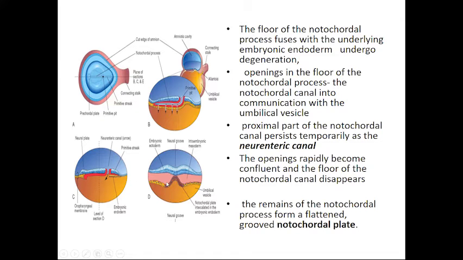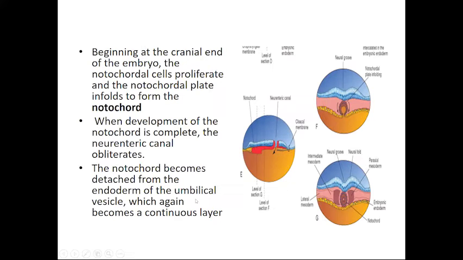This notochordal plate is then going to give you a U sort of structure, and this U-shaped structure is then going to fuse together and form the notochord proper. Beginning at the cranial end of the embryo, the notochordal cells proliferate and the notochordal plate infolds. This was the center portion, and this was the rest of the mesenchyme. In the F picture, E is the initial one, that is, this is the plate. That is the notochordal plate, and this is the neuroenteric canal.